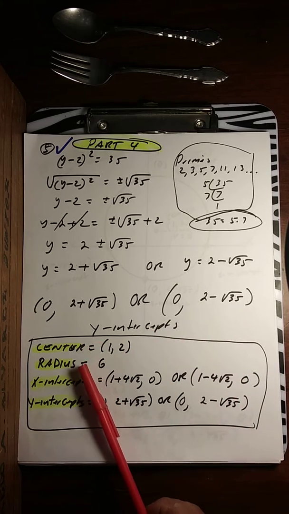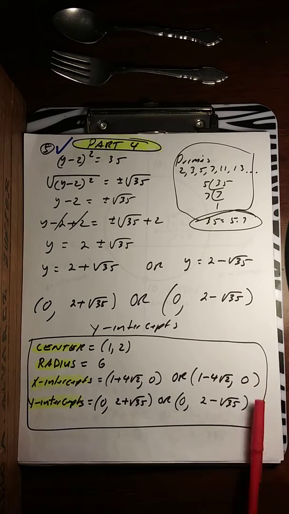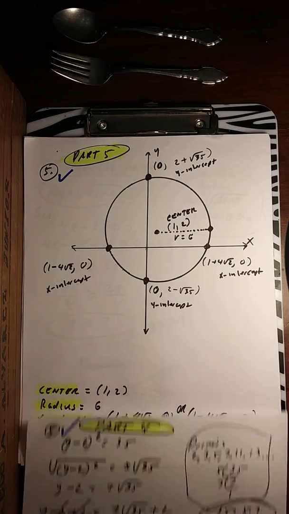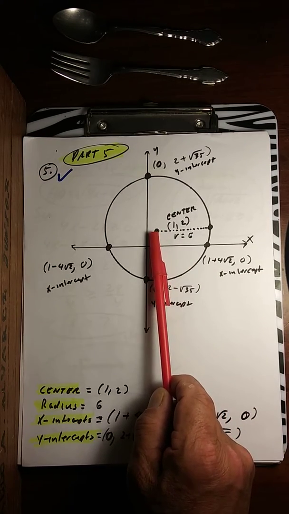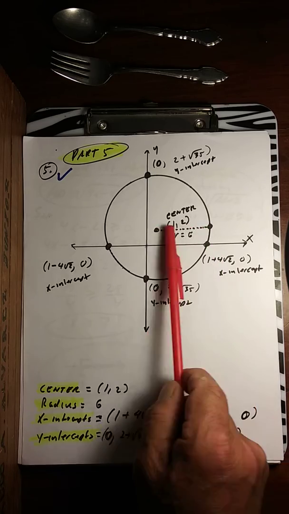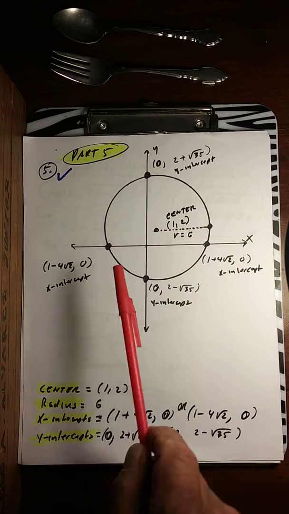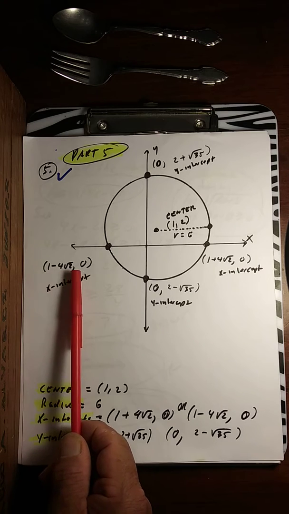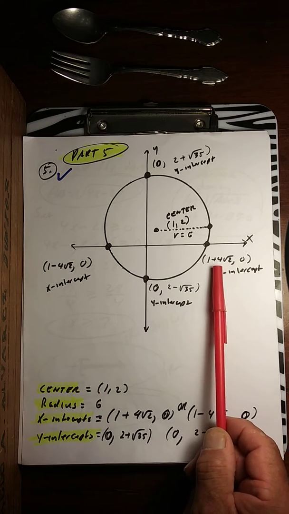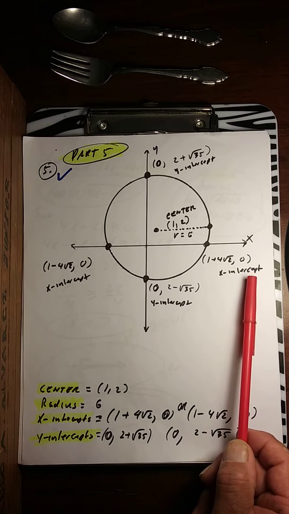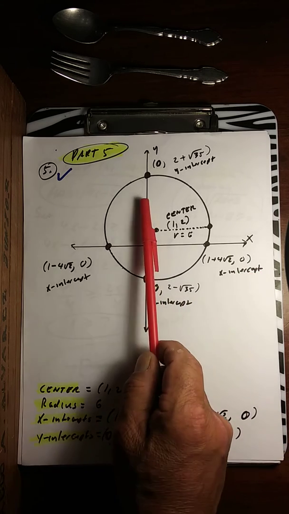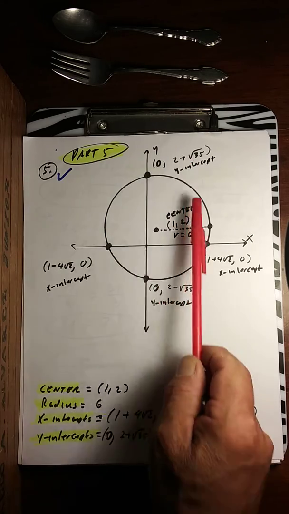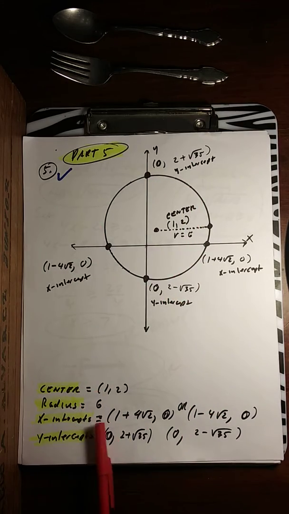Now, center, radius, x-intercepts, y-intercepts. We have all this information. Put it together, and we're going to graph it. Here it is. Center is 1 and 2. Radius from here to here is 6. All these are 6. And 1 minus 4 square root of 2, 0 is an x-intercept. 1 plus 4 square root of 2, comma 0, is another x-intercept. The y-intercepts are there: 0, 2 minus square root of 35, and 2 plus square root of 35. So there's the circle. Center, radius, x-intercepts, y-intercepts.